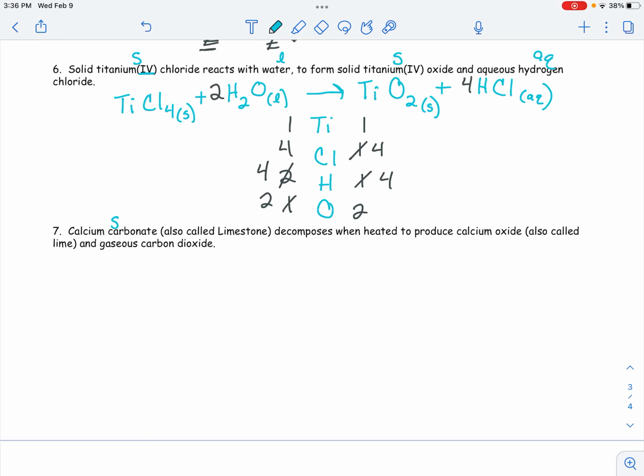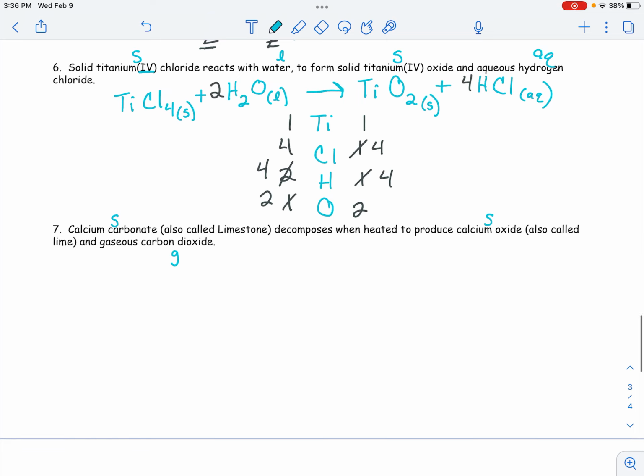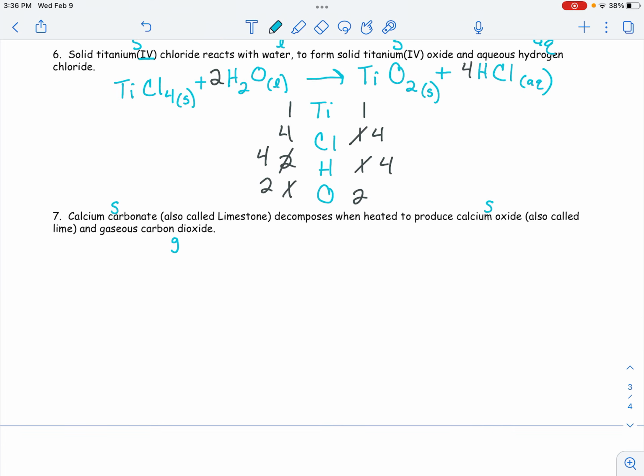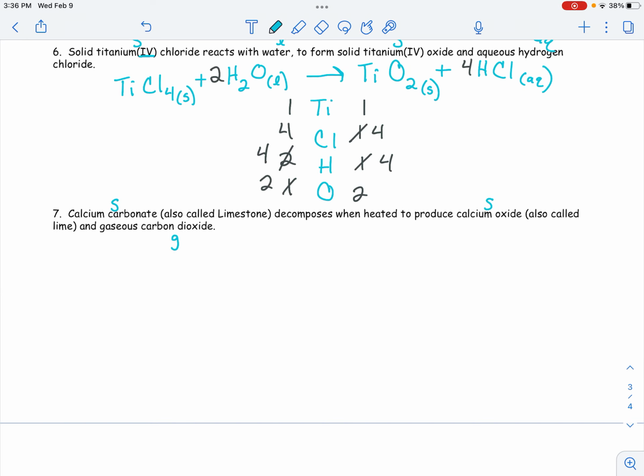Oops. It doesn't tell you on this, so I'm going to tell you that it's a solid. And gaseous carbon dioxide. On a test, I would tell you that calcium oxide was solid and calcium carbonate was solid. So, going through here now, I'm going to write out my formula. I have calcium, which is a +2, and then I have carbonate.